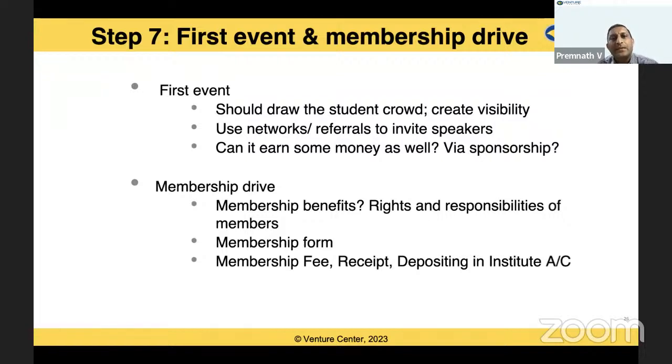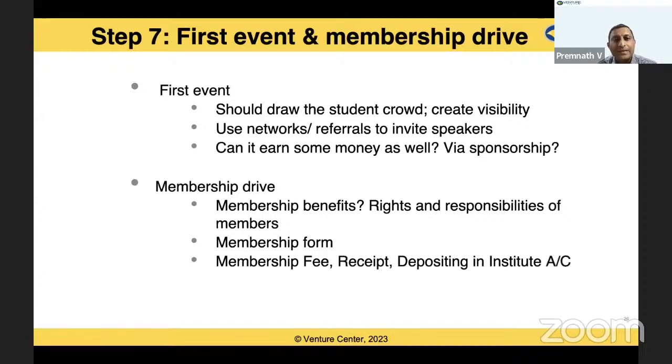And for that, you will need, say, good speakers participating, and for that you need referrals and networks, and for which you should tap your mentors and advisors and faculty to bring in the right people to interest them. It might bring in some money via sponsorships and so on. And this is an opportunity to do a membership drive.